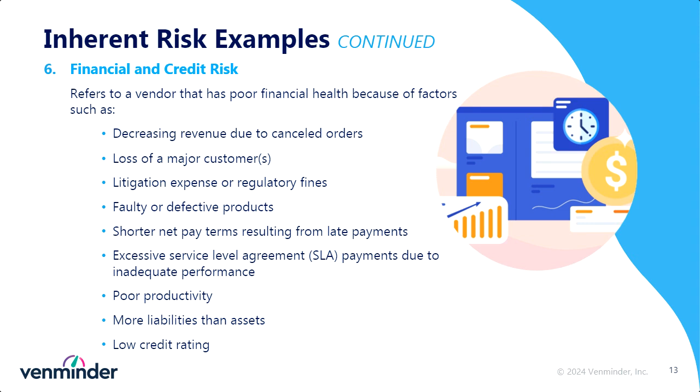Financial and credit risk is another one that can be divided into two main categories. The first refers to the vendor's poor financial health. This could occur because of many different factors, such as the vendor losing a major customer, maybe they're facing litigation expenses or regulatory fines, or they have a lot of payments to other customers because of unmet SLAs. A vendor's poor financial health can often lead to what's known as a domino effect, where they're unable to meet your organization's needs. Maybe they have to lay off a significant percentage of its employees, which then leads to decreased productivity, which then negatively impacts your organization.